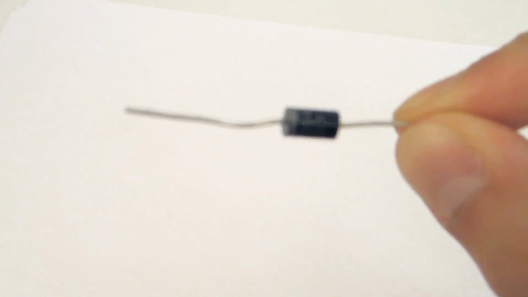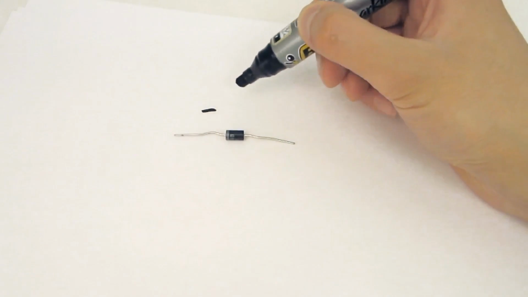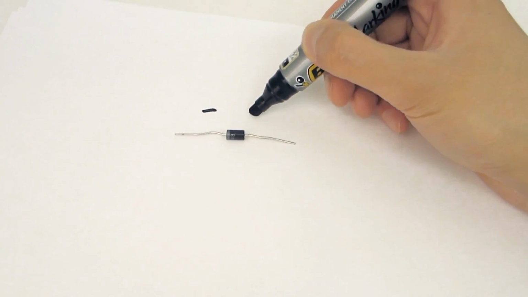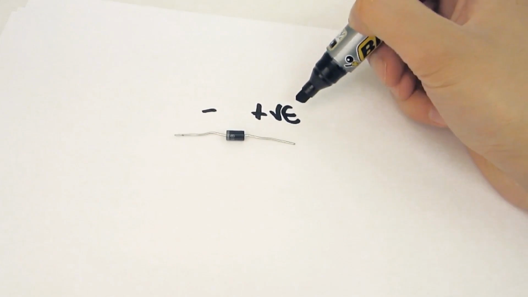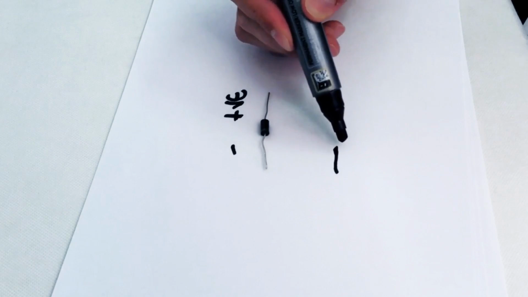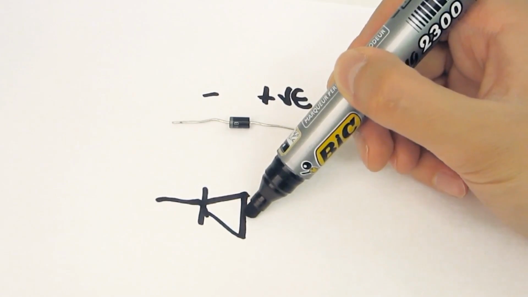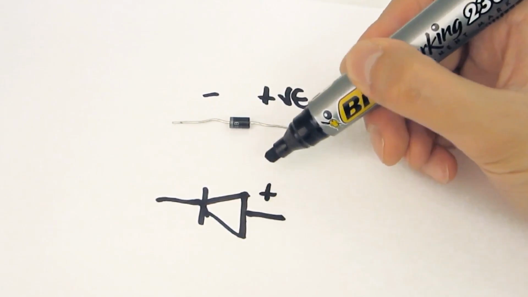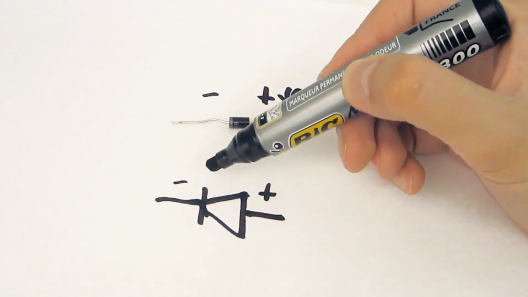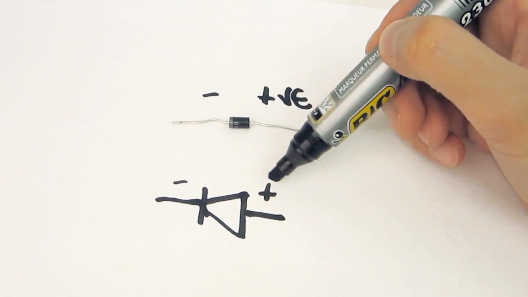One important thing to remember is that diodes like this are polarized. If you can see, there's a stripe on one end. This stripe corresponds to the cathode or negative terminal. The non-striped end is the positive terminal or anode. And likewise, on the electronic circuit symbol for the diode, we have a triangle. This is the anode and the cathode, if you can see here. And remember, the current flows from the anode to the cathode.